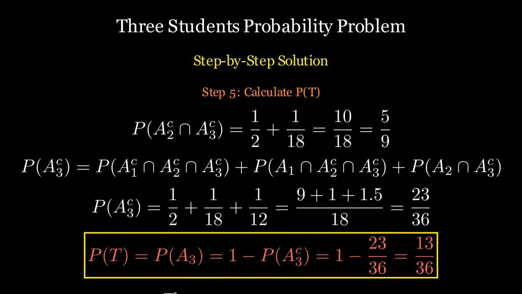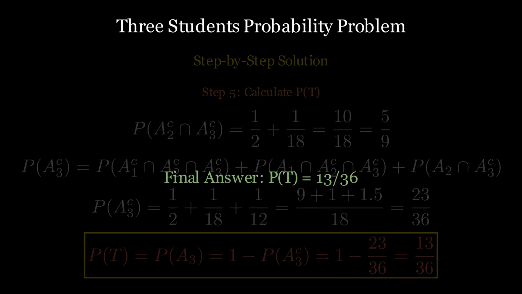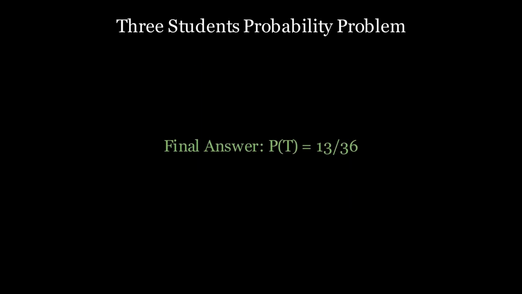Therefore, the probability of T equals the probability of A3 equals 1 minus the probability of A3 complement equals 1 minus 23/36 equals 13/36. Final answer, the probability of T equals 13/36.